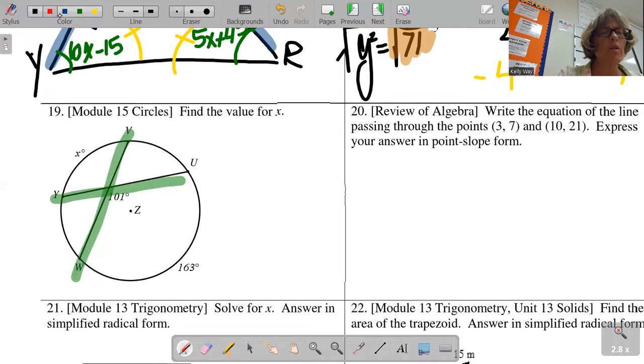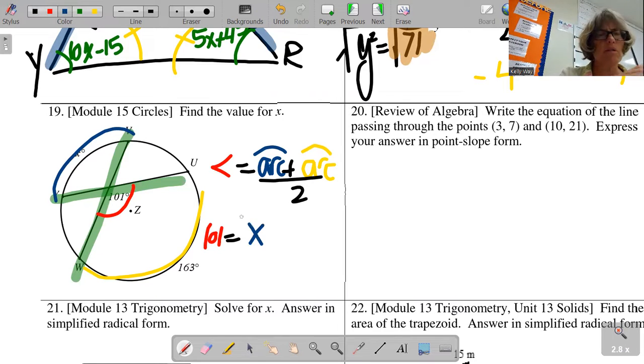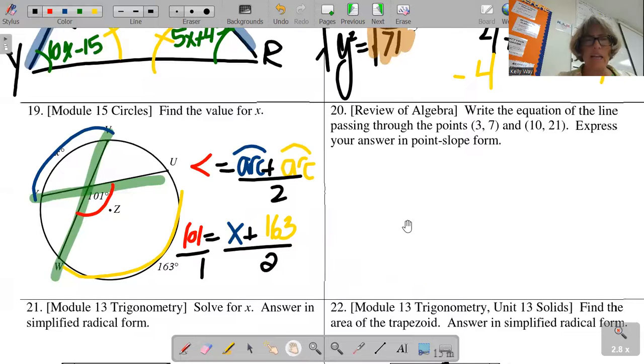This is a chord. Chord: angle equals arc plus arc over 2. So we have 101 equals one arc, which you don't know, call it x, plus your other arc, 163, over 2. Pop that over 1. Obviously cross multiply and solve.